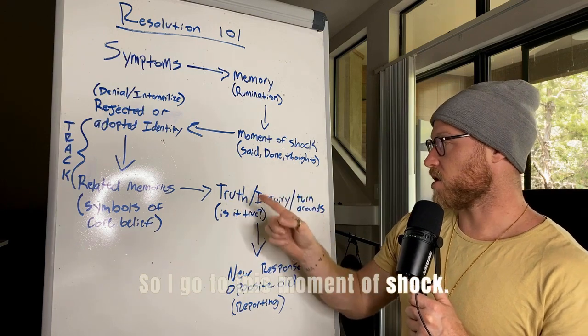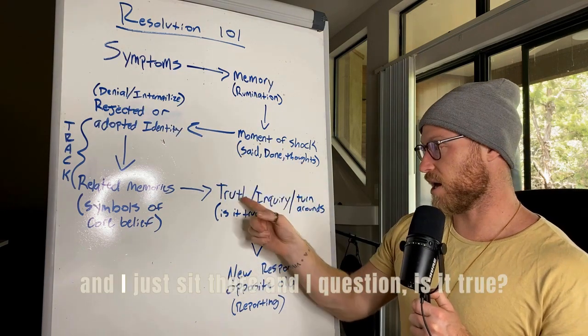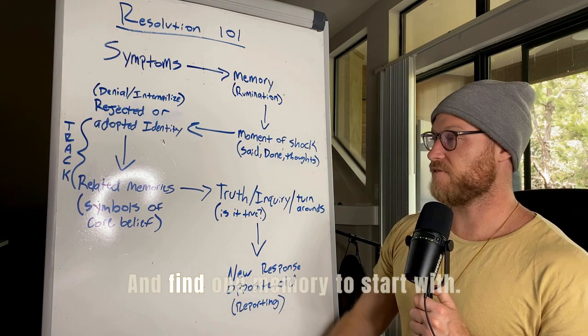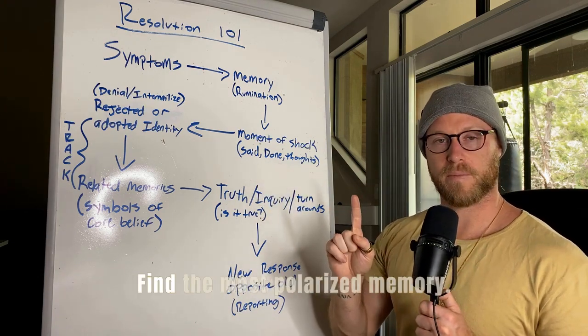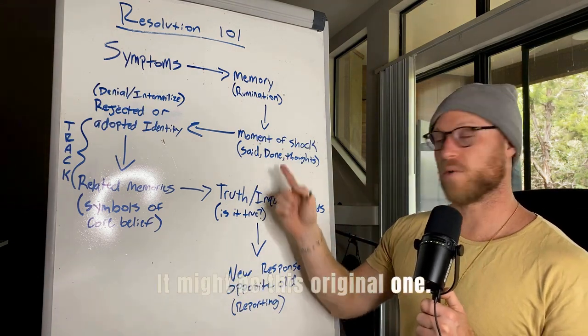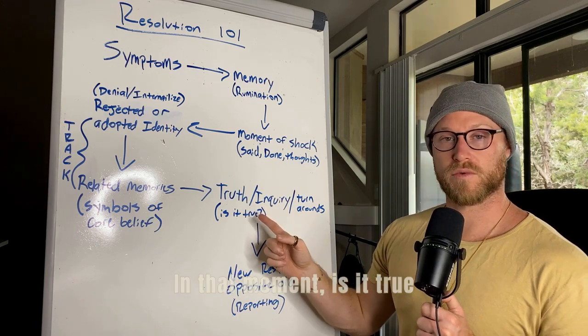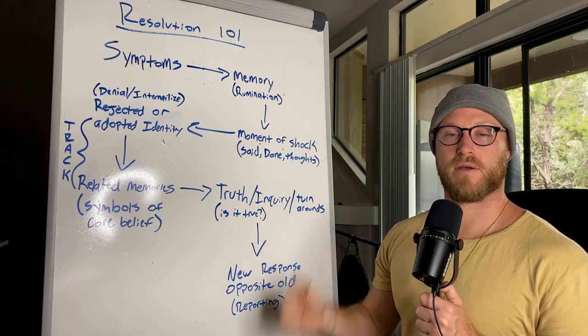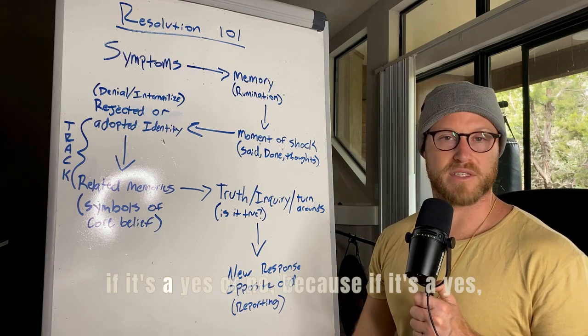So I go to this moment of shock, I find the thoughts, I find the identity, and I just sit there and I question, is it true? And find one memory to start with. Find the most polarized memory. It might be this original one. In that moment, is it true that I'm not trustworthy? And it doesn't matter really if it's a yes or no.